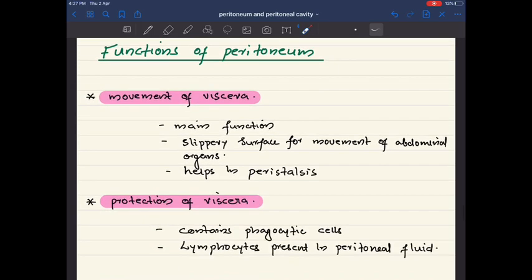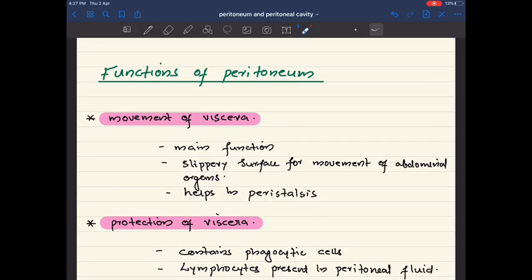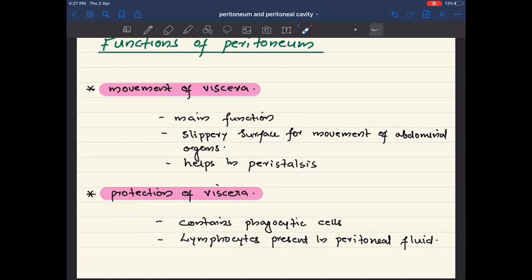Okay, so now let's discuss the functions of peritoneum. What is the main function of this peritoneum? The main function is movement of viscera, which I have discussed before. It gives a slippery surface for the movement of abdominal organs. So if an abdominal organ has to move over another organ, in between them there will be a fluid called peritoneal fluid, so it will reduce the friction while moving. It also helps in peristalsis.